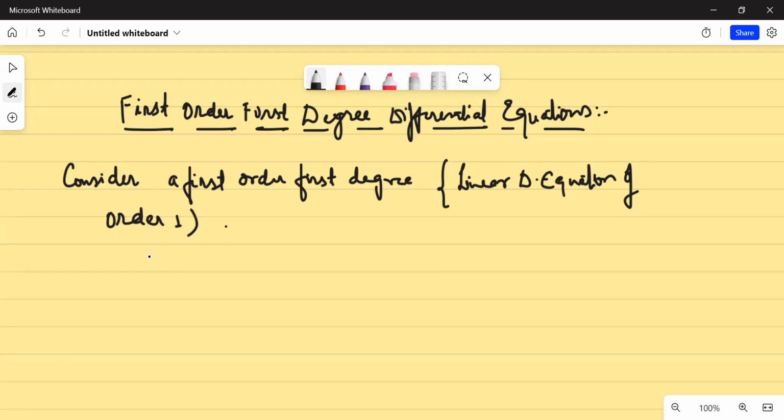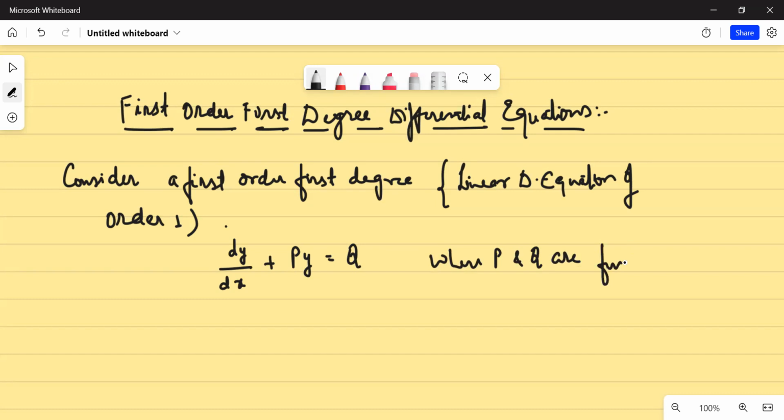Okay. Now, if dy by dx plus py is equal to q, this is a differential equation where p and q are functions of x, or constants. So one of the ways to solve this differential equation is to find an integrating factor. Okay, is to find an integrating factor.